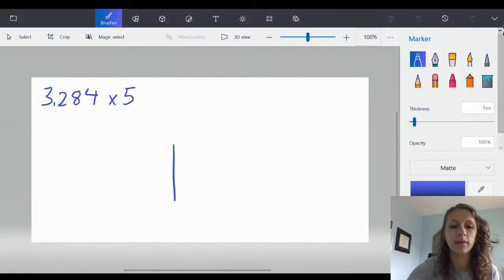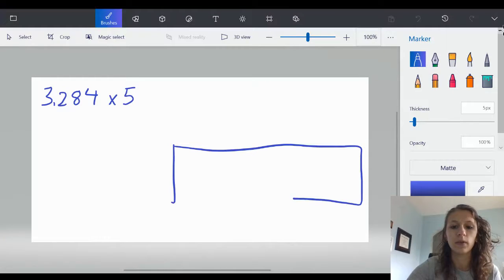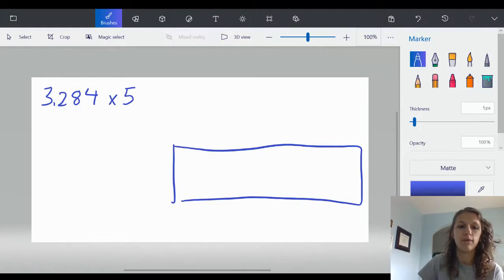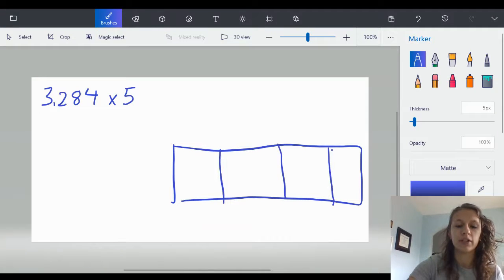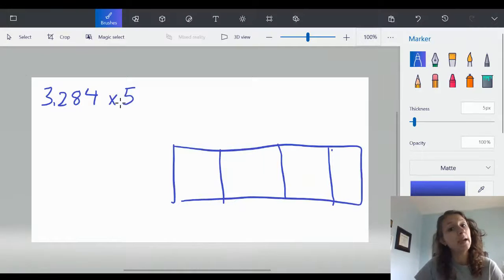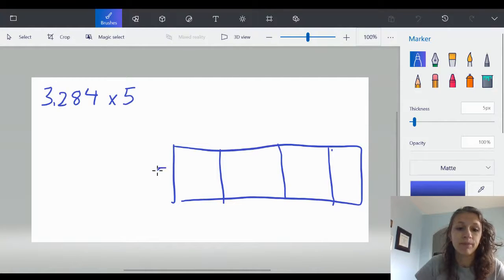All right, so when I'm drawing my area model, this one looks a little bit different because I have 4 digits in this first factor. So I need to make sure I have 4 sections, and then I just have 1 digit here. So I don't need to do anything else because I just have that one place. All right, so my 5 is going to go here. I'm going to write 3,284 in expanded form. And then we're going to go ahead and multiply just like we did for our last one.